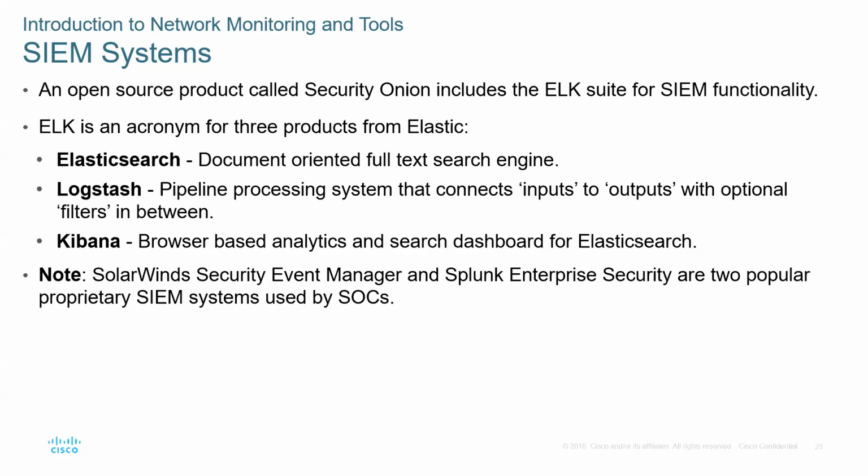An open source product called Security Onion, which is what you'll use during this course, includes an ELK stack for SIEM functionality. ELK is an acronym that puts three different products together from Elastic. So you have Elasticsearch, which is a document-oriented full text search engine. It's going to allow you to scan documents really, really fast. This can be incoming logs, etc. You also have Logstash, which is a pipeline process of inputs and outputs with optional filters to filter out those different logs. And then you have Kibana, which is a browser-based analysis, statistics, and search dashboard for Elasticsearch. So it basically gives you a GUI or a dashboard for Elasticsearch.